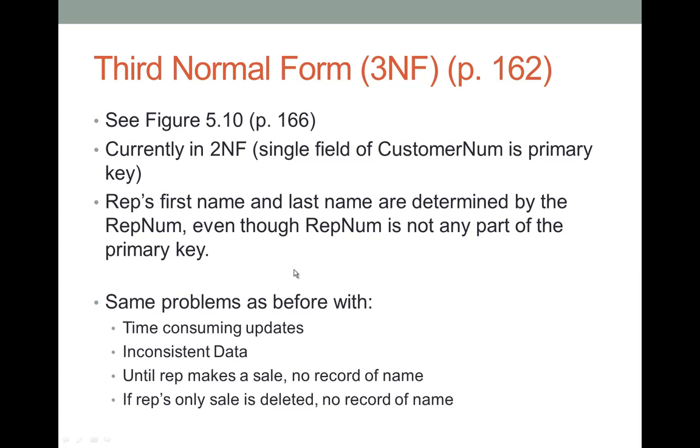This has the same problems that we had before. We've got time-consuming updates because that rep's last and first name are repeated multiple times. Every time they represent another customer, they are repeated in this table. So if a rep got married or changed their name, we would have to take a lot of time to go through multiple records to change their data. As a result, we end up with inconsistent data because we didn't perhaps spell it exactly the same.